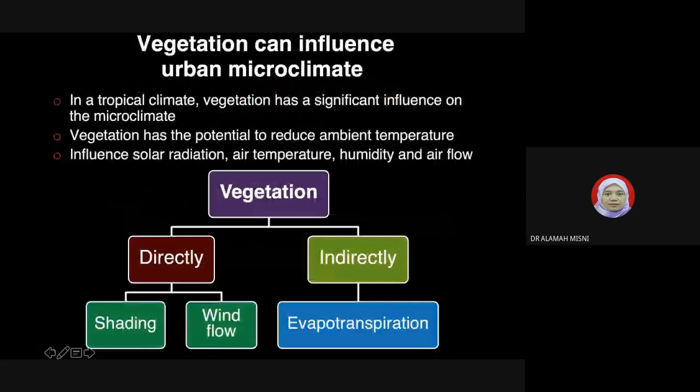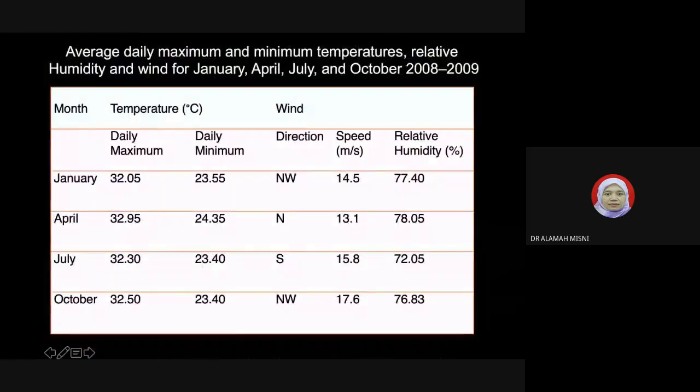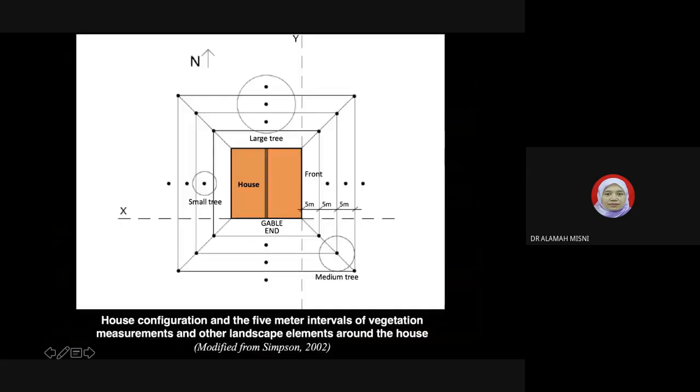Next, Mr. Moderator. So I use vegetation, which can influence the thermal performance of houses. And this is the average maximum and minimum temperature, relative humidity and wind in our country, Malaysia, especially in Kuala Lumpur. Next. Okay, we go quick. This is the method that I use. Okay, next.